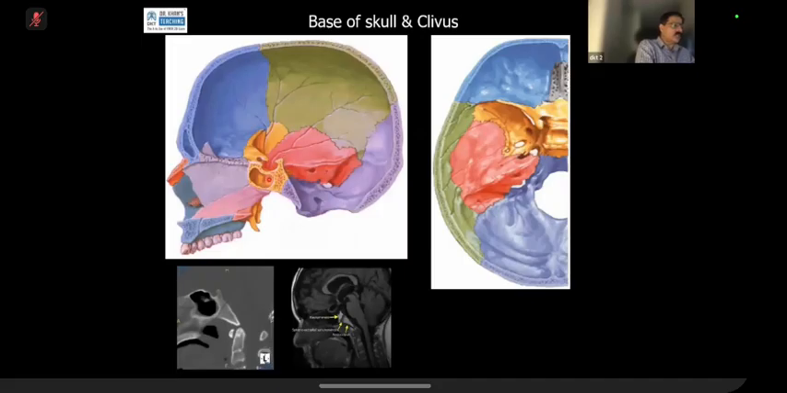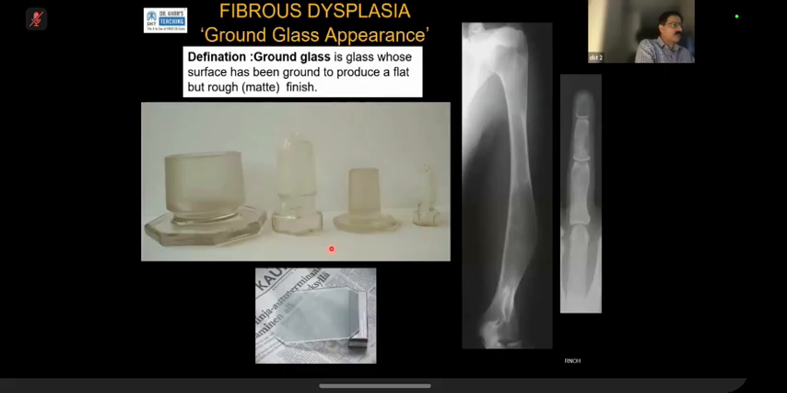Part of the clivus is made up of the sphenoid bone. Part of it is of the occipital. This purple bone is the occipital bone. And so this is the clivus on an axial. Please remember that in a child there is a synchondrosis here, and don't call it a fracture or something like that. Now, fibrous dysplasia. Look at this.